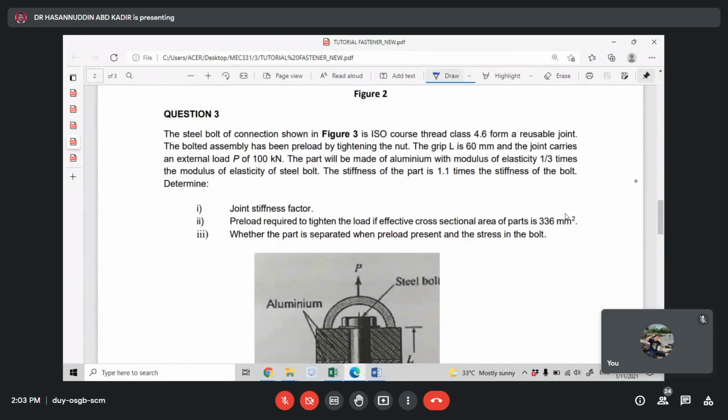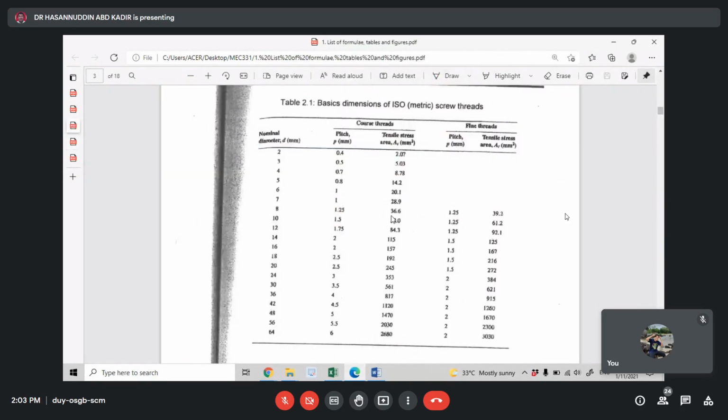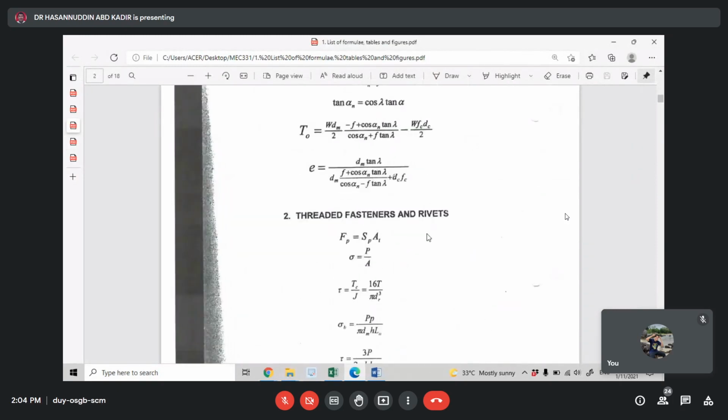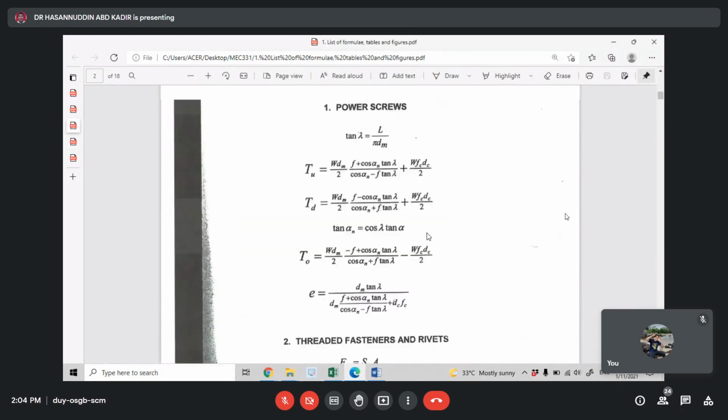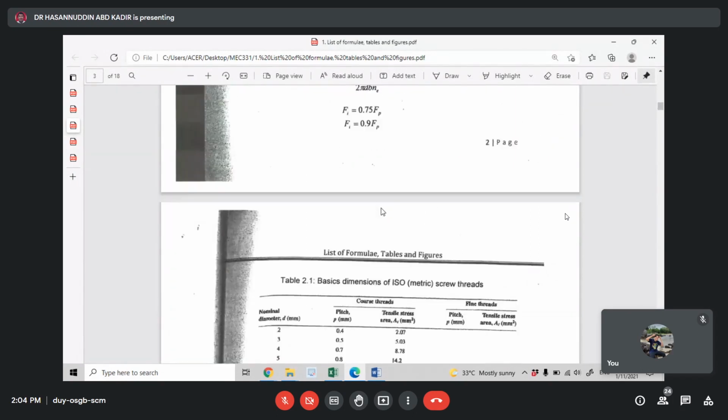So this one is for question number 3. So please make sure you have your list of formula, so you can easily know what type of formula you will apply. So this is the power screw, this one for the fastener. Then please remember Fi: 0.7 is for reusable, and 0.9 is for permanent. Normally they will ask in the question whether the term is reusable or permanent.